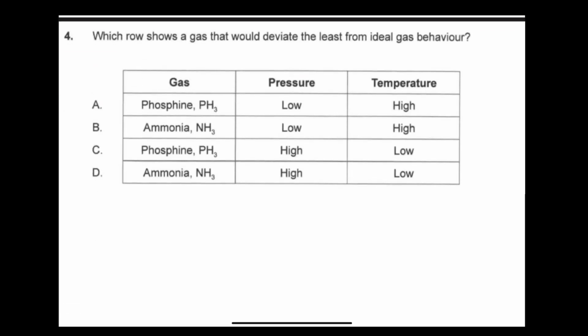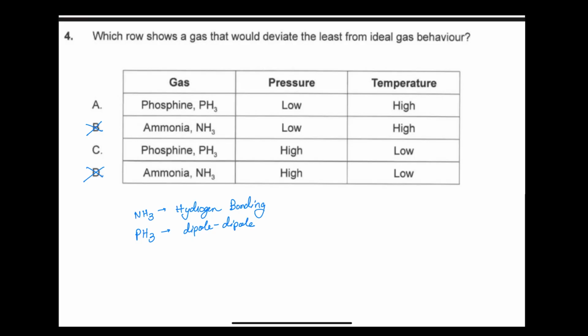Now, next. Which shows a gas that would deviate least from ideal gas behavior? First, we have to check which gas has lower intermolecular force of attraction, right? In NH3, you have hydrogen bonding because hydrogen is directly attached to nitrogen. But in PH3, you just have dipole-dipole interaction. So the intermolecular force of attraction is weaker for phosphine, right? And hence I can first eliminate option B and option D. Either it will be option A or option C.